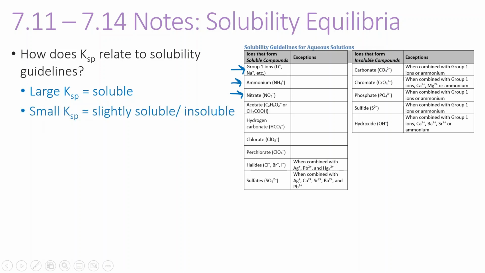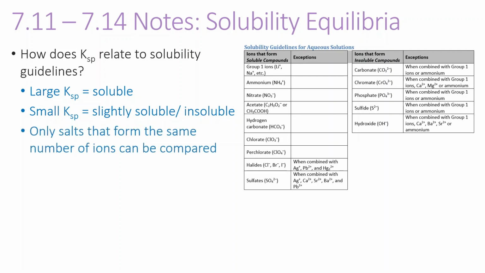Now, when we have a small KSP, that gives us our slightly soluble and insoluble salts. The words slightly soluble and insoluble are actually interchangeable. They both just mean that when I add that salt, not all of it is going to dissolve, only a small fraction of it will.